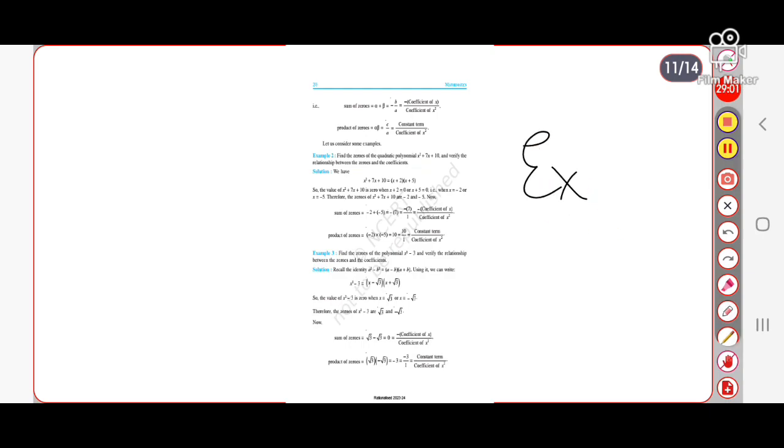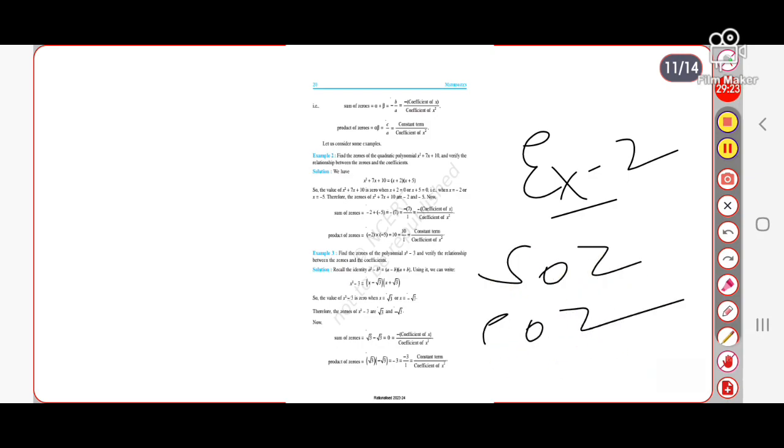Example 2. Find the zeros of the quadratic polynomial x square plus 7x plus 10 and verify the relationship between the zeros and the coefficient. Verify the relationship between zeros and coefficient. It's nothing but the sum of zeros and product of zeros. That's it. We have to verify the relation. If they ask you to verify the relationship between zeros and the coefficient, merely you have to write the sum of zeros and product of zeros only.